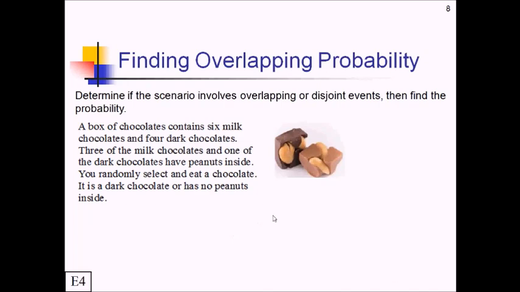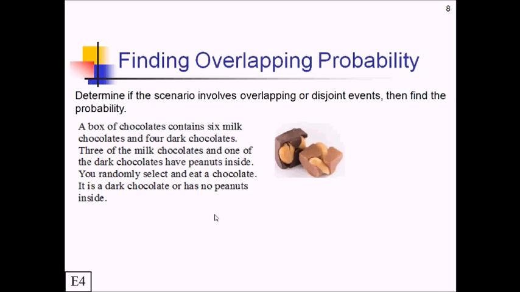We're going to do one more problem, and we're going to end on a sweet note here, talking about chocolate. So we have a box of chocolates with 6 milk chocolates, 4 dark chocolates, and we have 3 milk chocolates that have peanuts and 1 dark chocolate that has peanuts. You randomly select and eat a chocolate. Hope you're not allergic to peanuts. What's the probability it is a dark chocolate or has no peanuts inside? So figure out if this is overlapping or disjoint. Find the probability, pause the video, give it a shot.